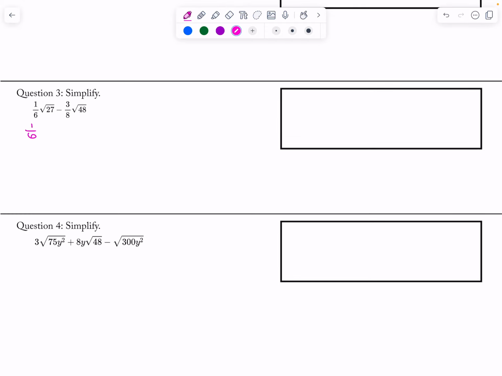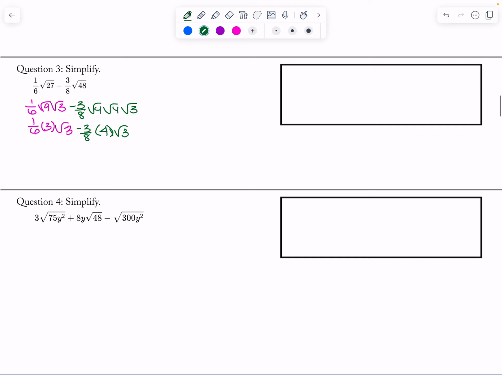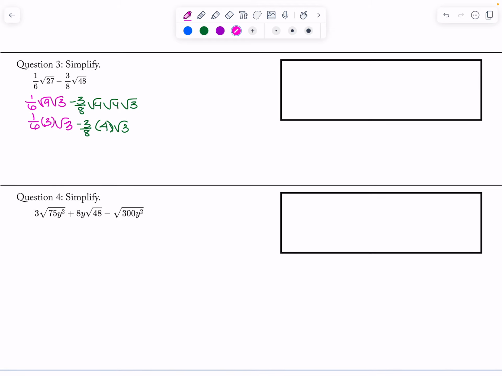So this is 1/6 root 9 root 3 minus 3/8 root 4 root 3. So then I get 1/6 times 3 root 3, and then minus 3/8 times 4 root 3. And so I get 1/2 root 3, and then minus 3/2 root 3. So then that gives me negative 2/2 root 3, which is just a negative root 3.